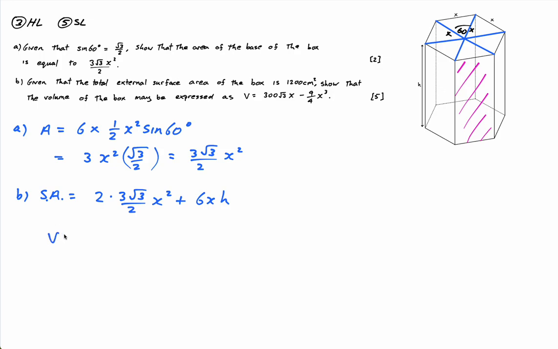The volume is, it's a prism, so the volume is the area of the base times the height. So the area of the base is 3 root 3 over 2 x squared. We know that, we just calculated it. And times the height is times h. So here's the surface area and here's the volume. And this, by the way, is equal to 1200 centimeters squared.